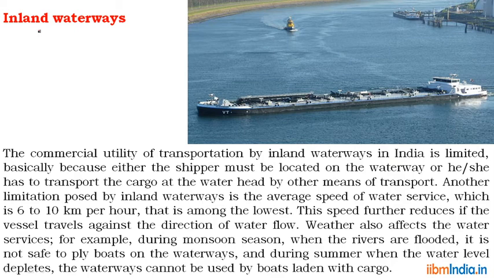Another limitation posed by inland waterways is the average speed, which is 6 to 10 km per hour, which is very low. That is among the lowest across all the transportation modes we have. This speed is further reduced if the vessel travels against the direction of water flow. Weather also affects water services. For example, during the monsoon season, when the rivers are flooded, it is not safe to ply boats on the waterways. During summer, when the water level depletes, waterways cannot be used by boats laden with cargo. So the monsoon also plays a very vital role.